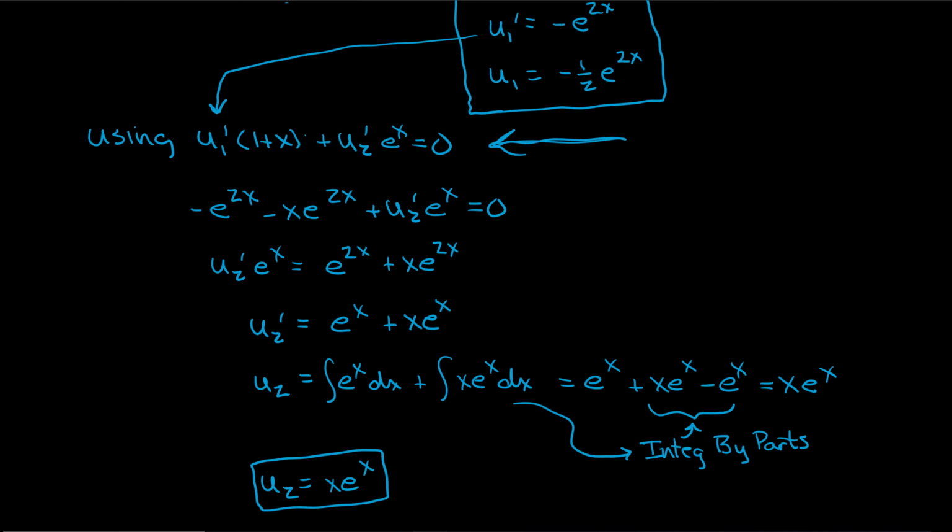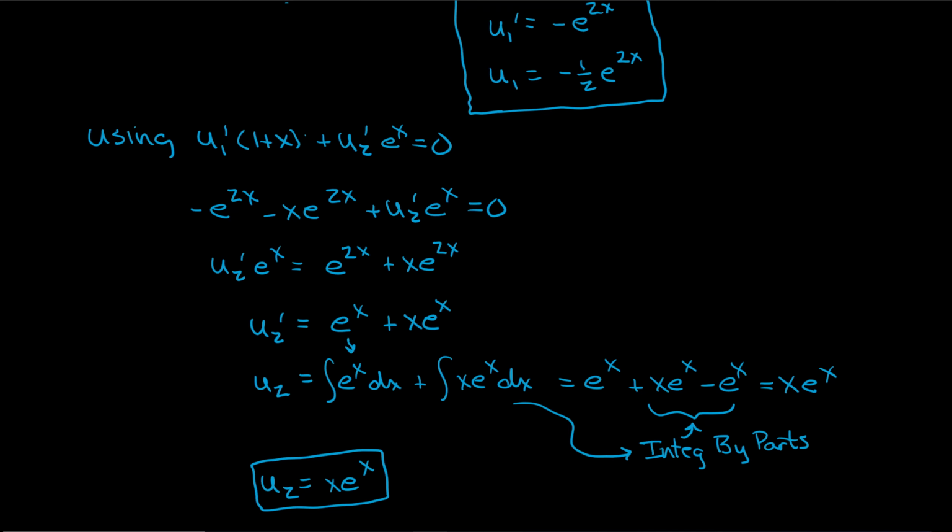To get u2, I need to integrate each of these terms. Well, the good news is e to the x can be integrated. That's e to the x. x e to the x can be integrated. That should bring back memories of integration by parts. Okay, and when you do the integration by parts here, you're going to get x e to the x minus e to the x, okay, from integrating that.